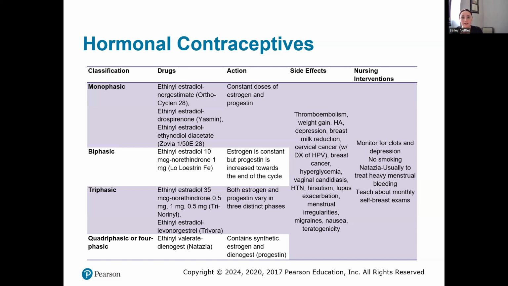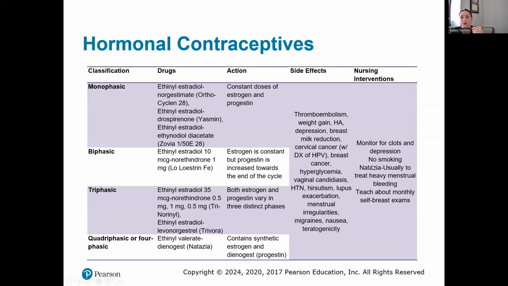So we need to tell them what a clot looks like. We need to monitor for clots. Okay. You need to tell them about depression, monitor for depression, teach them not to smoke, because that will increase your risk of having a clot. Okay. The quadphasic, the fourth, which is the only one of the quadphasics, is usually used to treat heavy menstrual bleeding. Okay. And then you need to teach them about monthly self-breast exams. Super important. Okay. Because we don't want them to get cancer, especially if they have a history of breast cancer in the family. If they've had cancer themselves, if they have HPV, we need to check for that. You need to stress their cervical exams and their pap smears to check for cervical cancer.